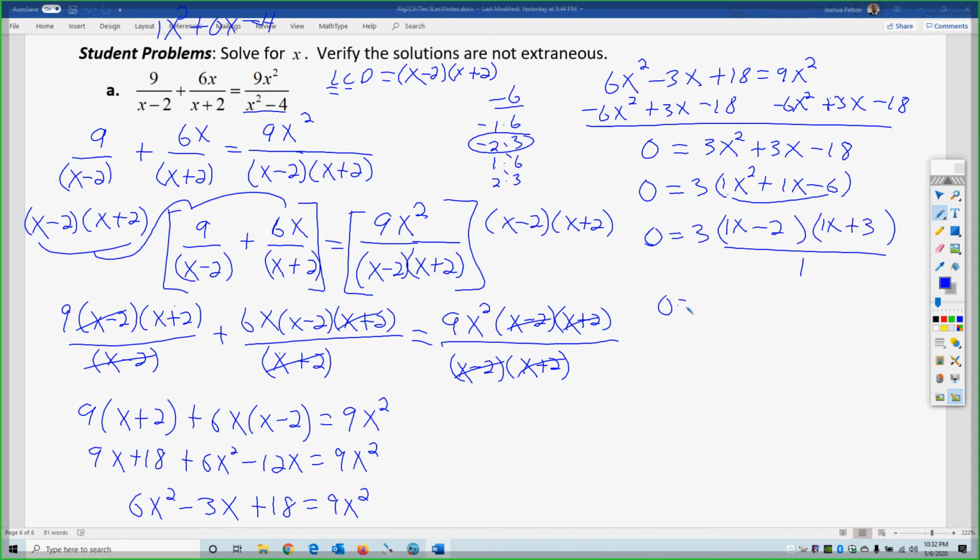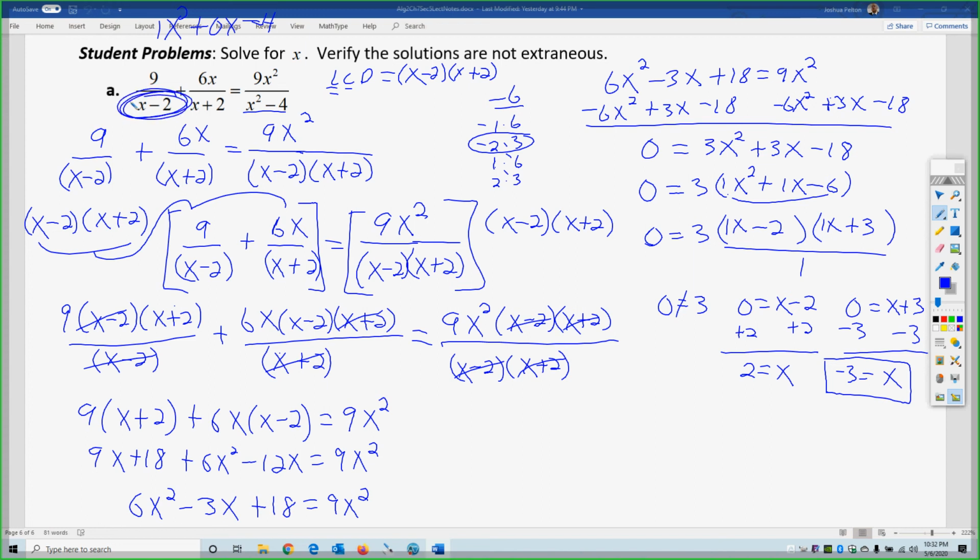So we get 0 equals 3, 0 equals x minus 2, or 0 equals x plus 3. So that one can't be true. So if I add 2, x is 2, and if I subtract 3, x is negative 3. All right, so if we check the original problem, the negative 3 will work fine. That is a solution. However, if you use the 2, that is going to fail because it'll give you a 0 there. So that is an extraneous solution. Okay? All right, let's try the second student problem.